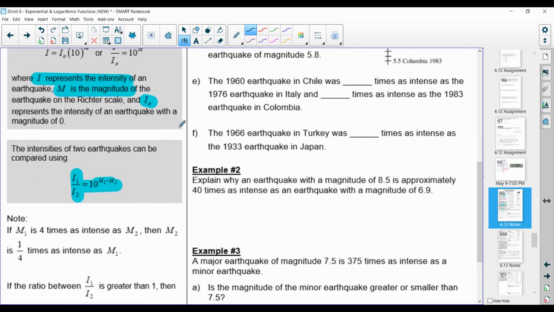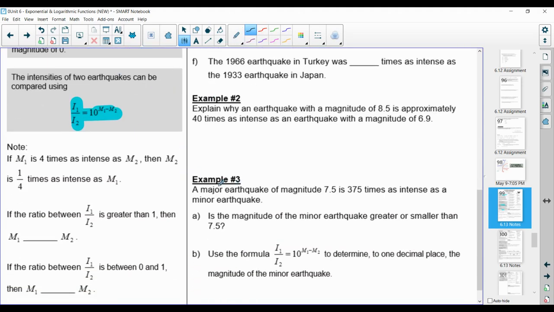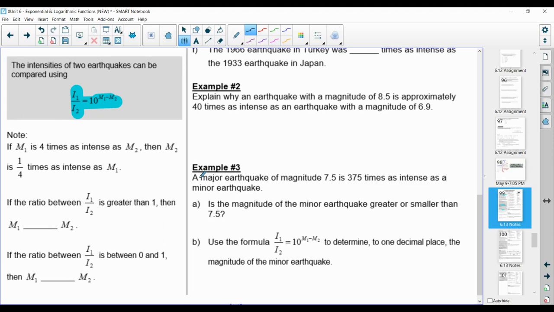All right, so if M1 is 4 times as intense as M2, then M2 is 1/4 times as intense as M1. So if M1 is bigger than M2 by 4, or 4 times greater, that means M2 is 4 times smaller than M1, or 1/4 times as big.